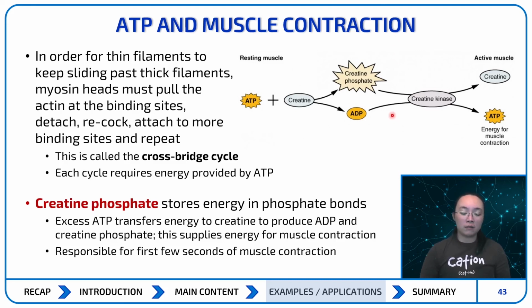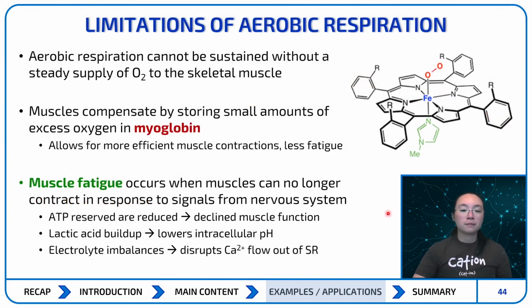So that means if you can use stored ATP for the first 15 seconds, what happens afterwards? It means that there are going to be some limitations to aerobic respiration. Aerobic respiration cannot be sustained without a steady supply of oxygen to the skeletal muscle. Your muscles are going to compensate by storing small amounts of excess oxygen in myoglobin, presented here. This allows for more efficient muscle contractions and less fatigue. But what happens if you use too much?